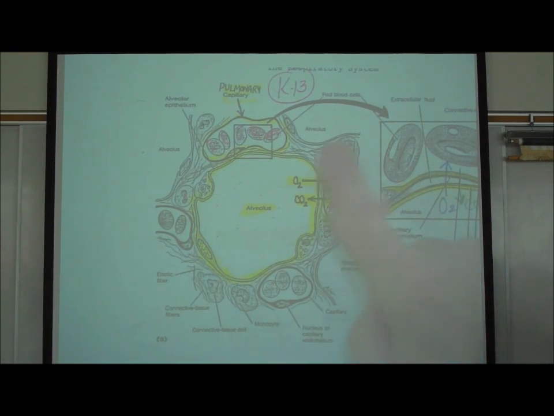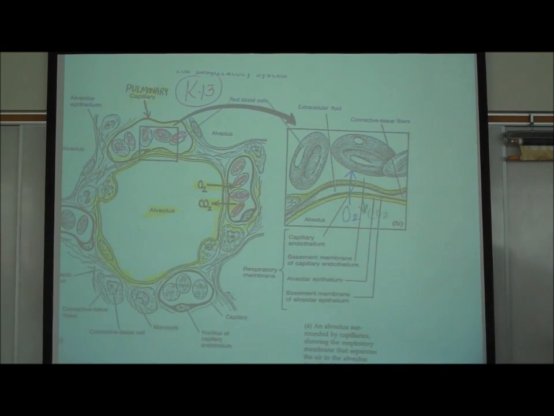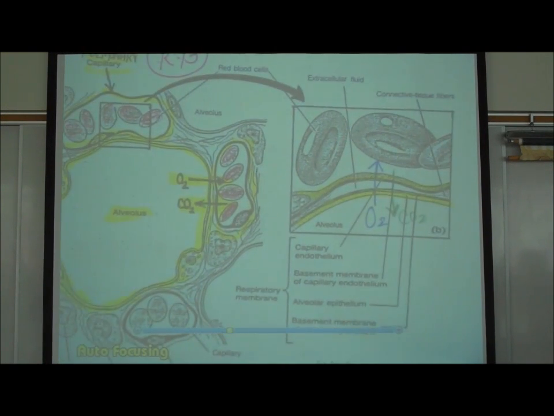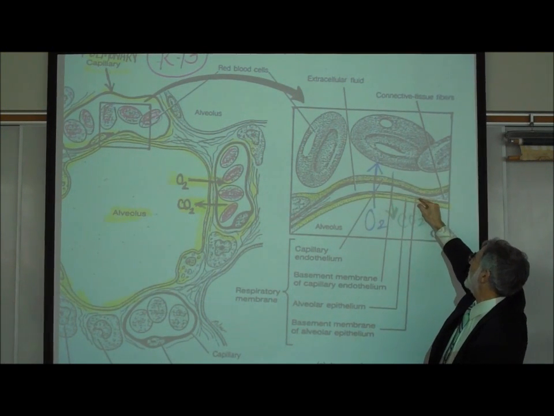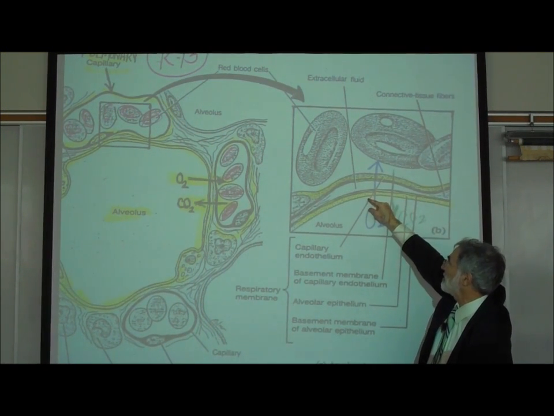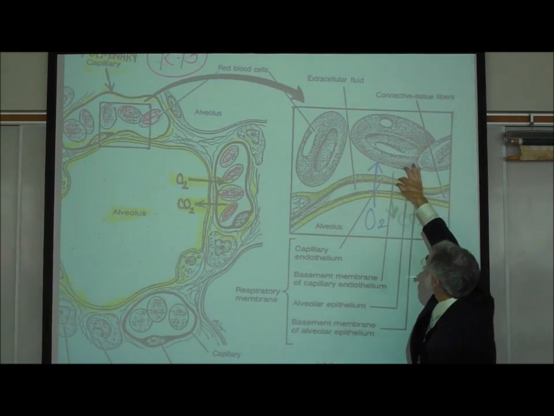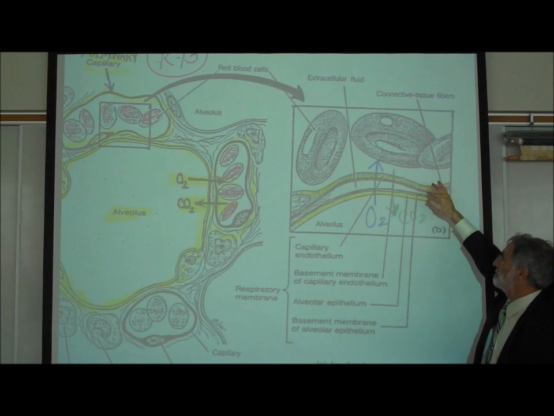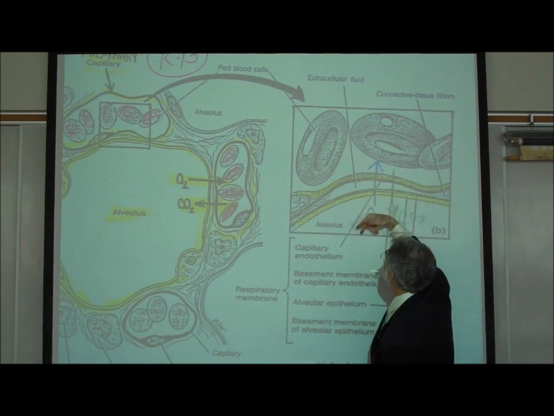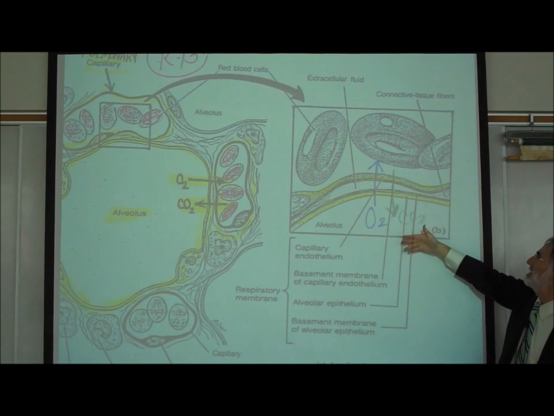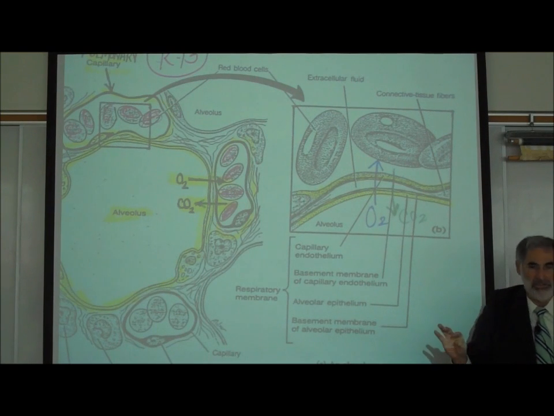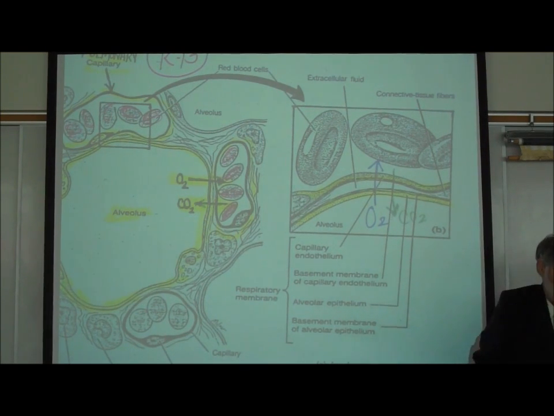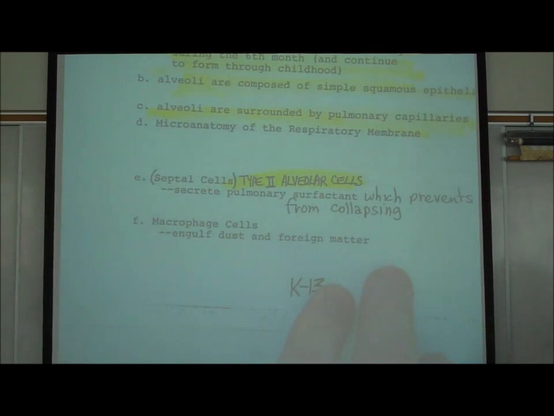We can enlarge this even more by looking at this picture on the upper right. On the upper right, we see just how thin the wall of the air sac, the alveolus, is, made up of simple squamous epithelium. We see how thin the wall of the capillary is, also made up of simple squamous epithelium. And so the route that the oxygen diffuses in and the carbon dioxide diffuses out just involves moving across two very thin-walled membranes.